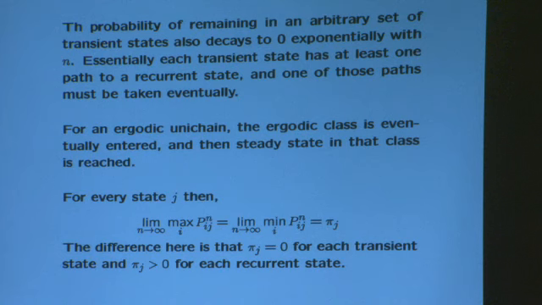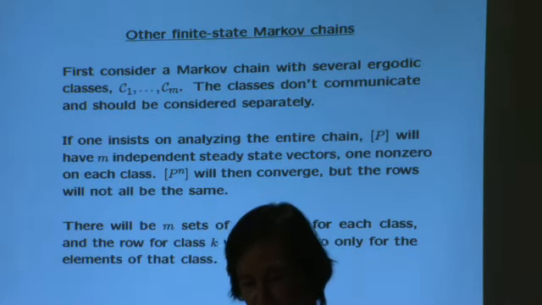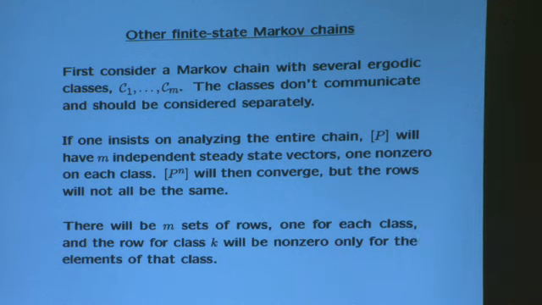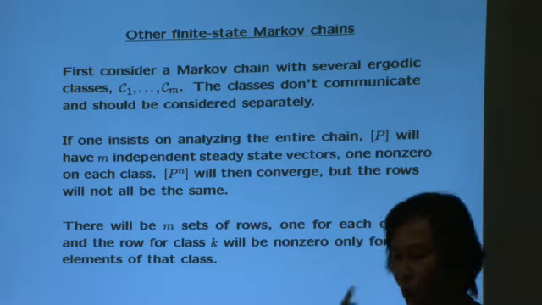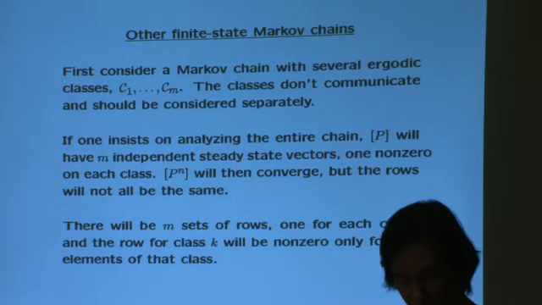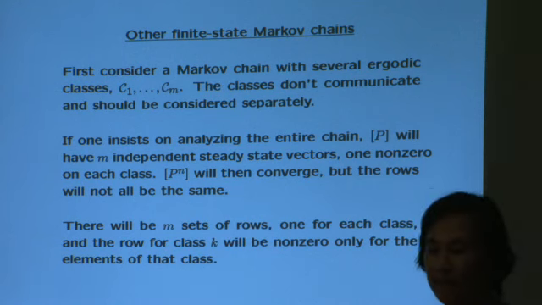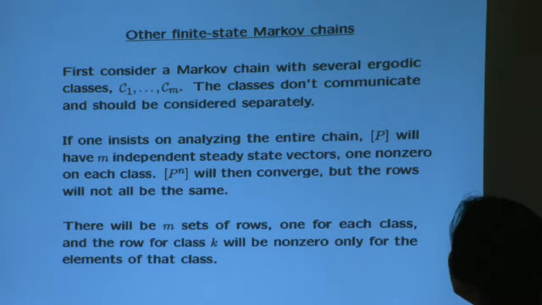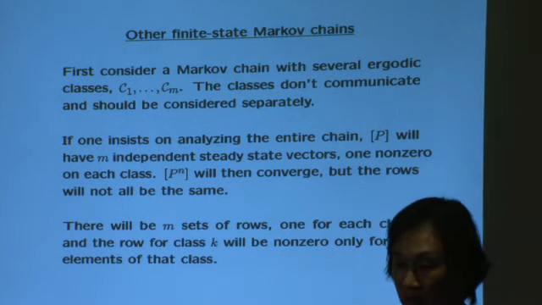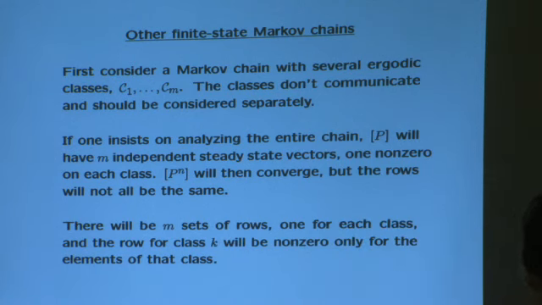The difference here is that pi j equals 0 for each transient state, and it's greater than 0 for the recurrent states. Now, other finite Markov chains. We can consider a Markov chain with several ergodic classes, because we just considered one ergodic class. If the classes don't communicate, then you just consider them separately. You figure out the steady state transition probabilities for each class separately. But if you insist on analyzing the entire chain P, then P will have m independent steady state vectors, one non-zero in each class.